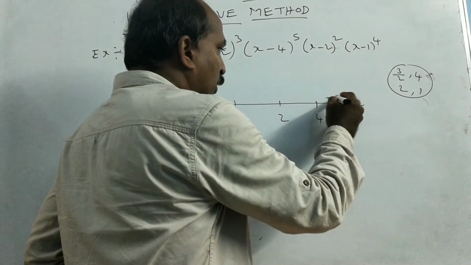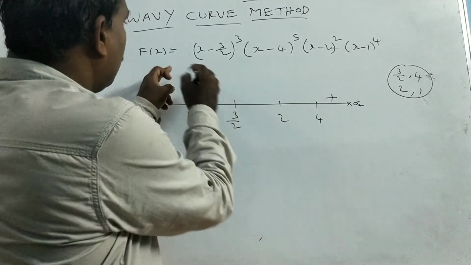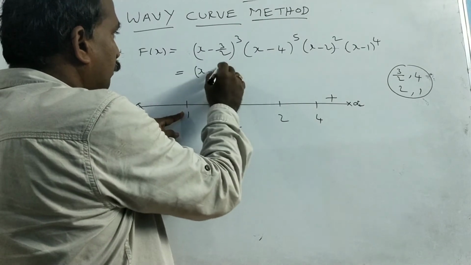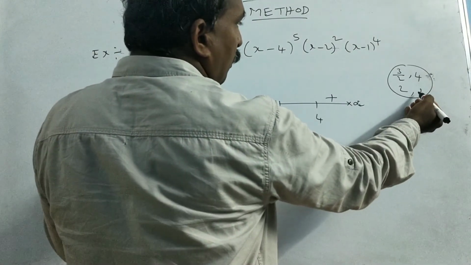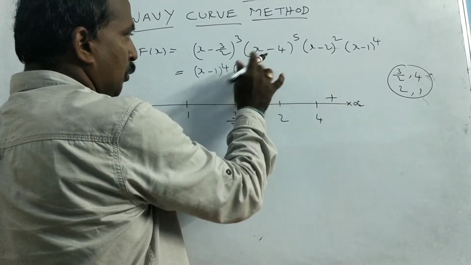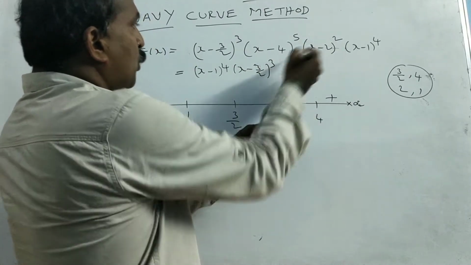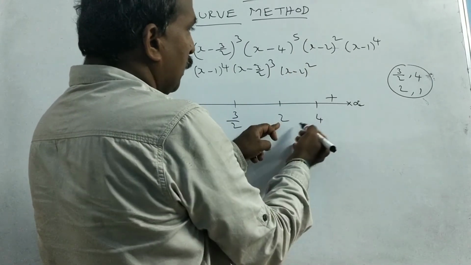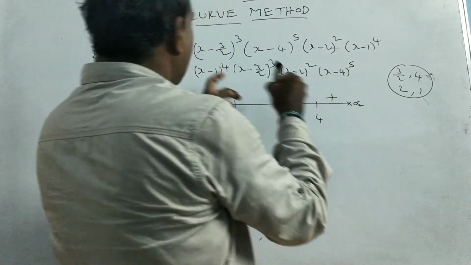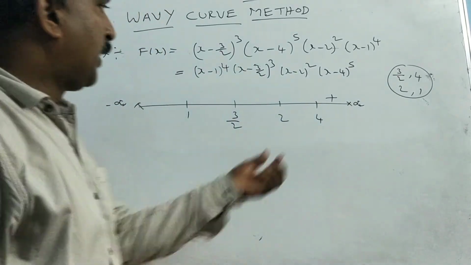Here we take always positive sign. That is, this one is x minus 1 whole power 4, x minus 3 by 2 whole cube, x minus 2 whole square, x minus 4 whole power 5. This polynomial can be written in this way. We take always positive here.